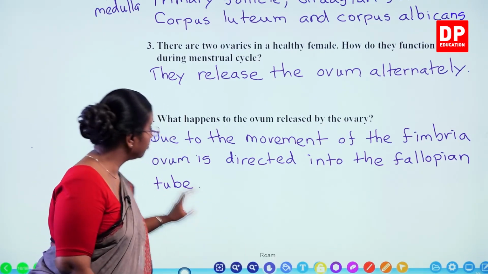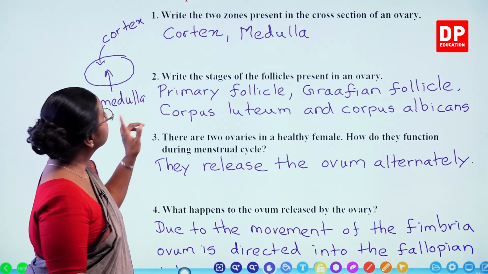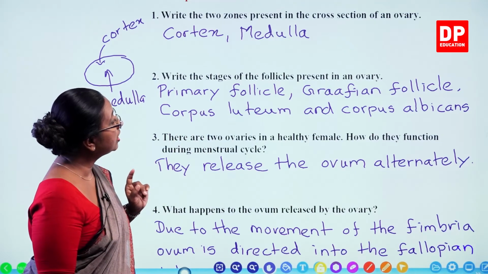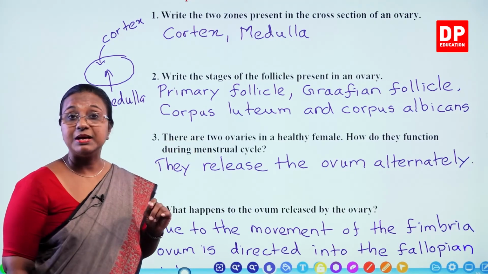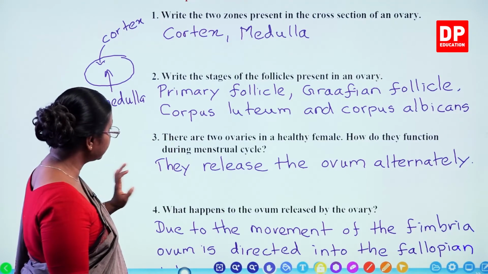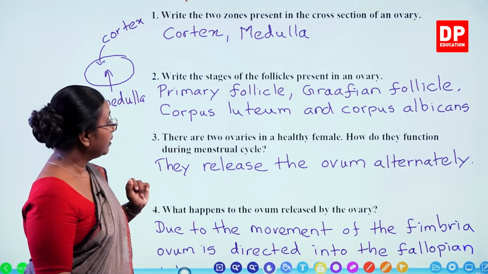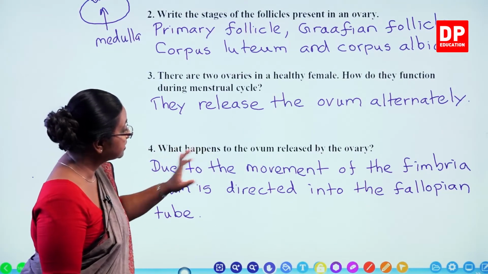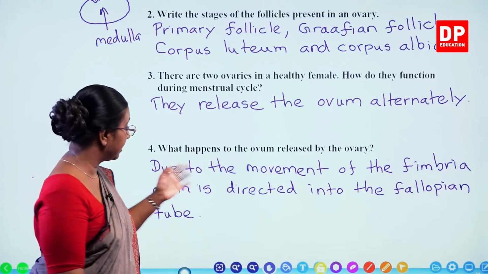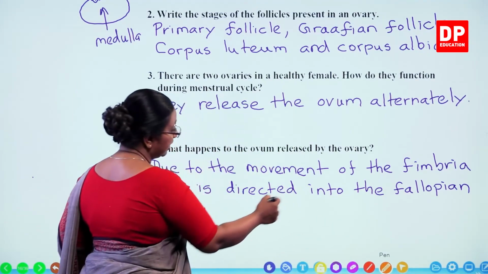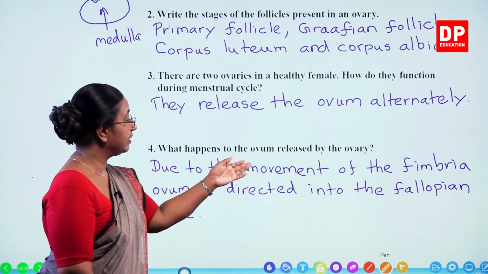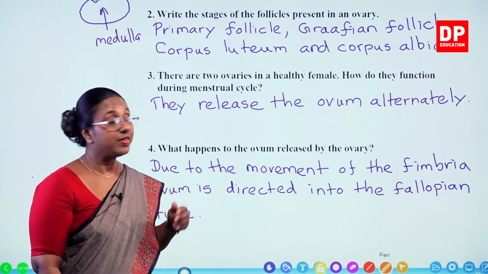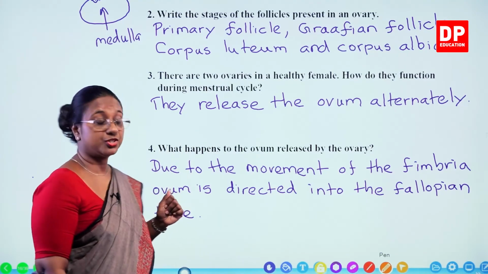So I am sure, students, you answered all these correctly. The 2 zones present in the ovary, cortex and medulla, then the primary follicle, Graafian follicle, and the corpus luteum and corpus albicans are the different stages. Then the ovaries release the ovum alternately, and the released ovum is transferred into the fallopian tube with the movement of the fimbria. So that is what happens to the ovum. With that, I will move on to the next question.